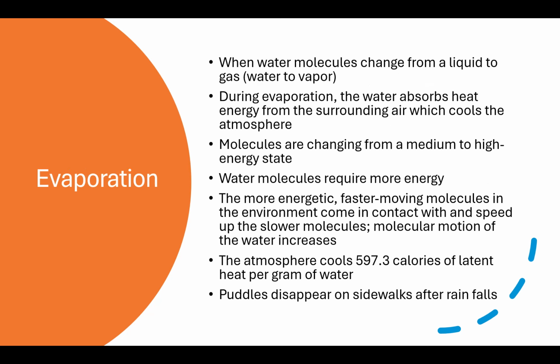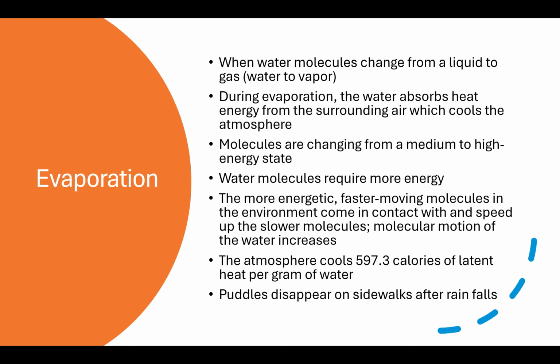Evaporation is the next phase change we'll talk about. This occurs when water molecules change from a liquid to a gas. So now we're going from that puddle. Let's say it rains and there's puddles left on the ground. Then the sun comes out. The incoming solar radiation will evaporate some of those puddles, and eventually they'll just completely look like they disappear, right?